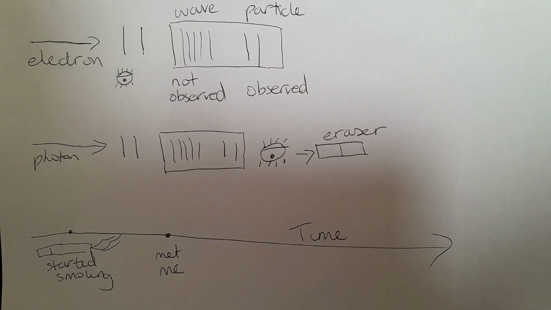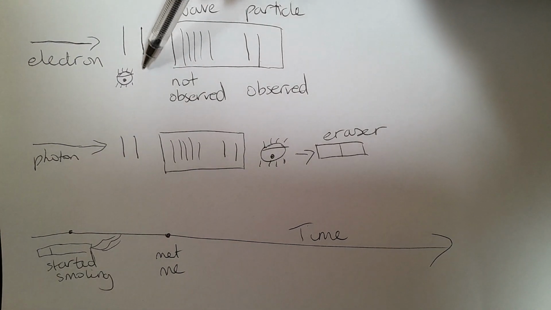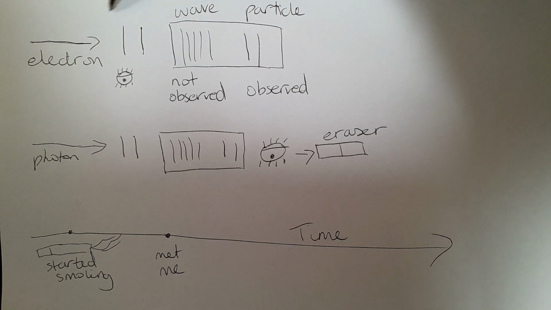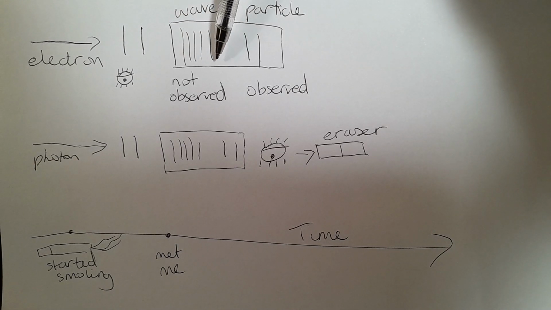If it's not observed, it's behaving differently. So if you imagine a wave approaching this screen, it would go through both slits, come out the other side, interfere with itself, and then hit the screen in these points simultaneously, creating a pattern like a wave.